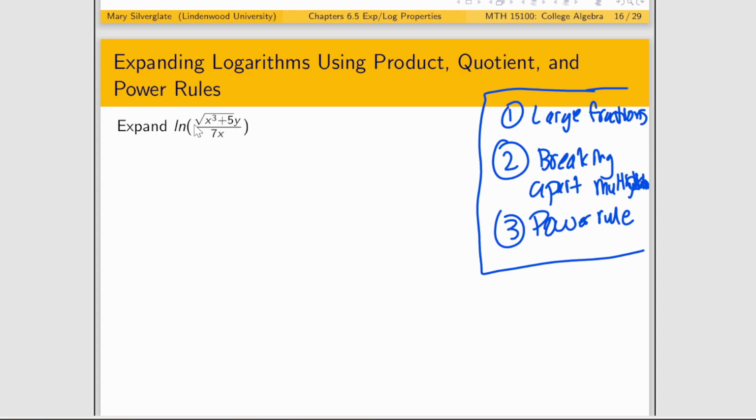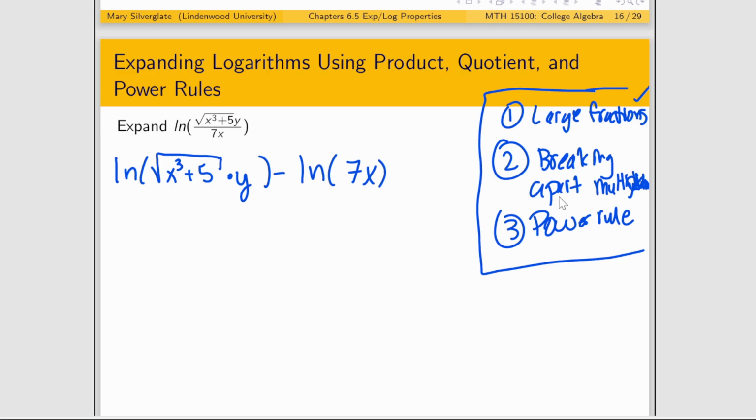So first here we have this large fraction. Let's break that up. And fractions are the same thing as division. So what does this division become outside the log? It becomes subtraction. So then we have natural log of the square root of x to the third plus 5 times y, if you notice that y is outside the square root, minus the natural log of 7x. So I've dealt with my large fraction there.